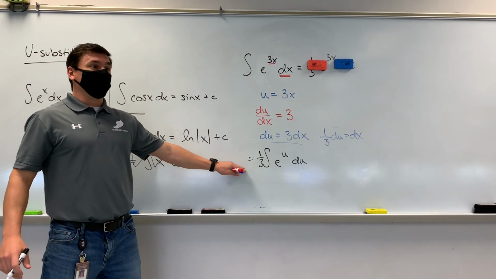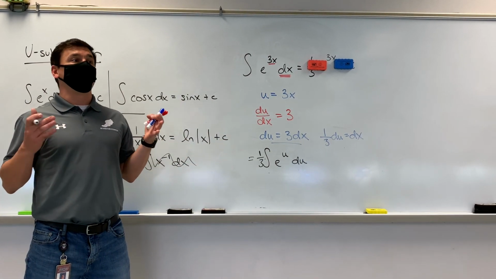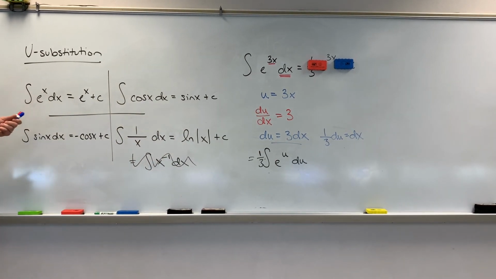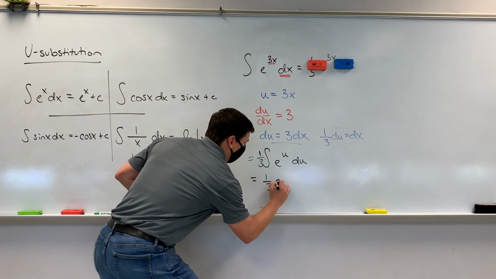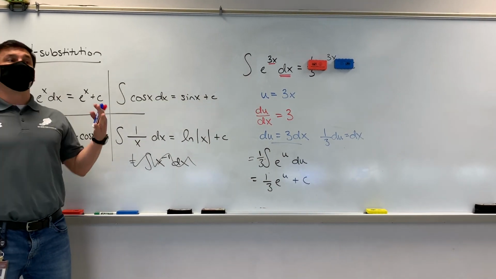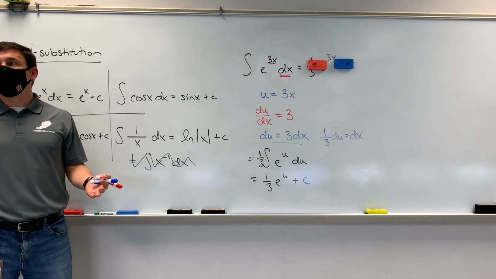So I have 1/3 times the integral of e to the u du. I need to now find the antiderivative, but we know the antiderivative of e to the x is just e to the x, so e to the u would just be e to the u. So how about 1/3 e to the u plus c? And I'm almost done. I just got to finish by having my final answer in terms of x.